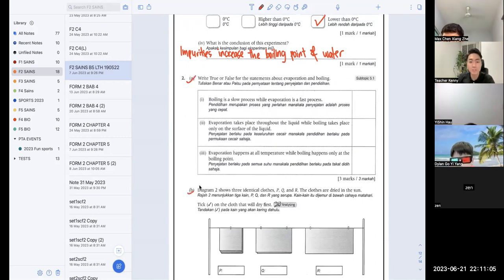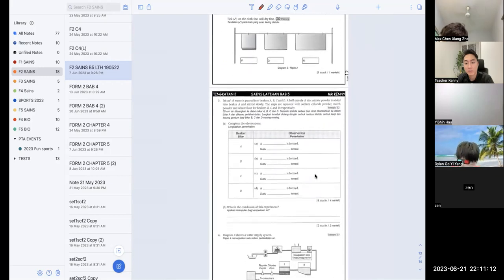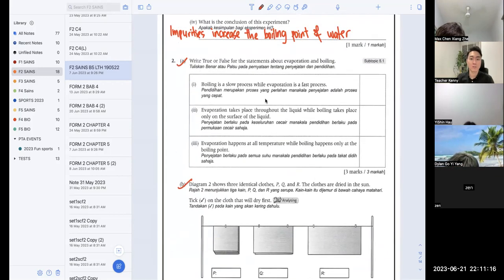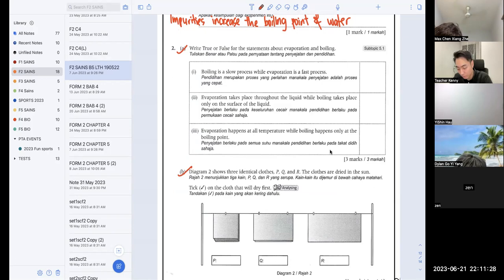All right, do number 2A and B now. Do 2A to B now. Okay, who's not done, type X?